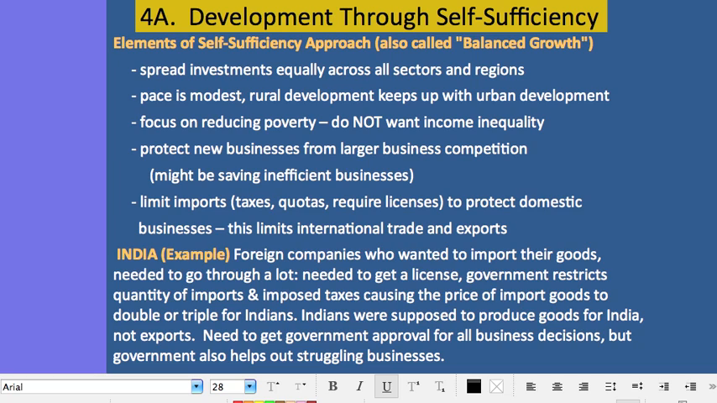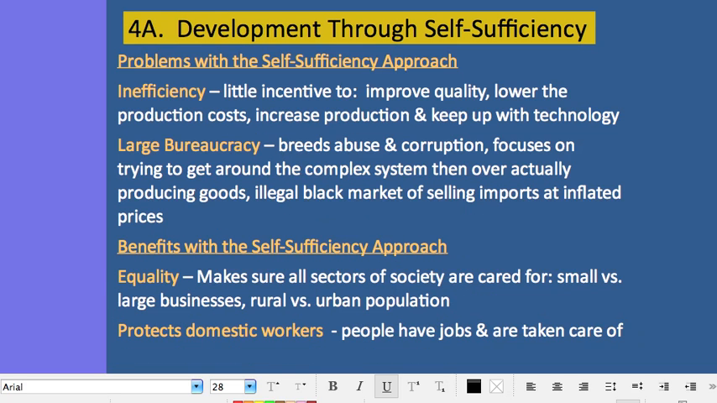Any foreign company who wanted to import their goods had to do a lot of things to import, and it made it very costly, and it really limited the number of imported goods and services. Indians were supposed to produce goods for India and not to export those, keep everything in the country. Some problems with this is that sometimes it's very inefficient.